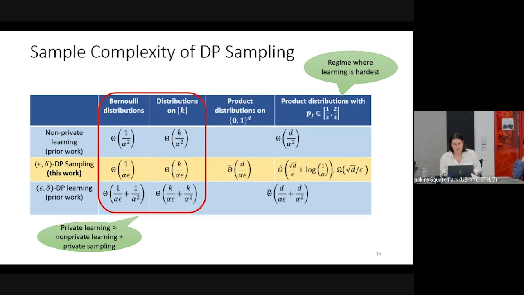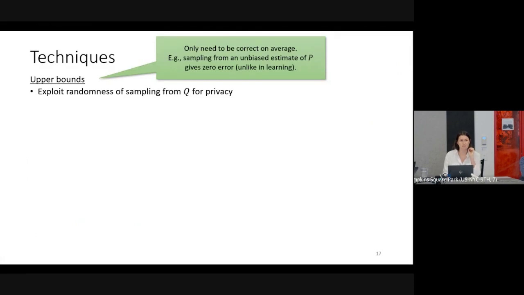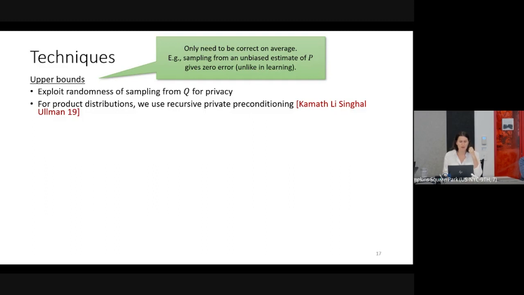All right. So we use a number of different techniques in this work. For our upper bounds, we can actually exploit the randomness of sampling to get privacy. And this is because we only need to be correct on average. So for example, if you have an unbiased estimate of p, then you would have a perfect sampling algorithm, unlike in learning. And for product distributions, we use this recursive private preconditioning technique from Kamath, Singhal, and Ullman.